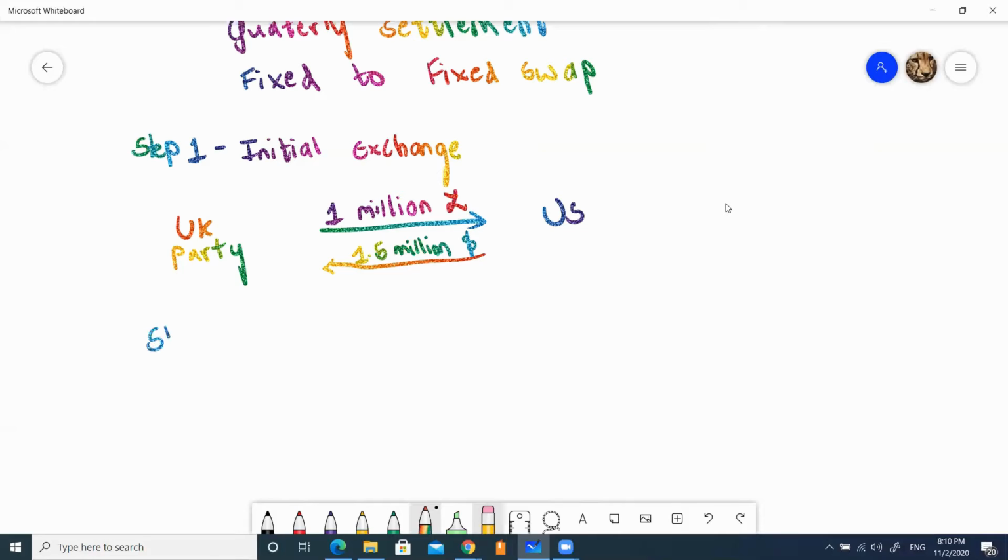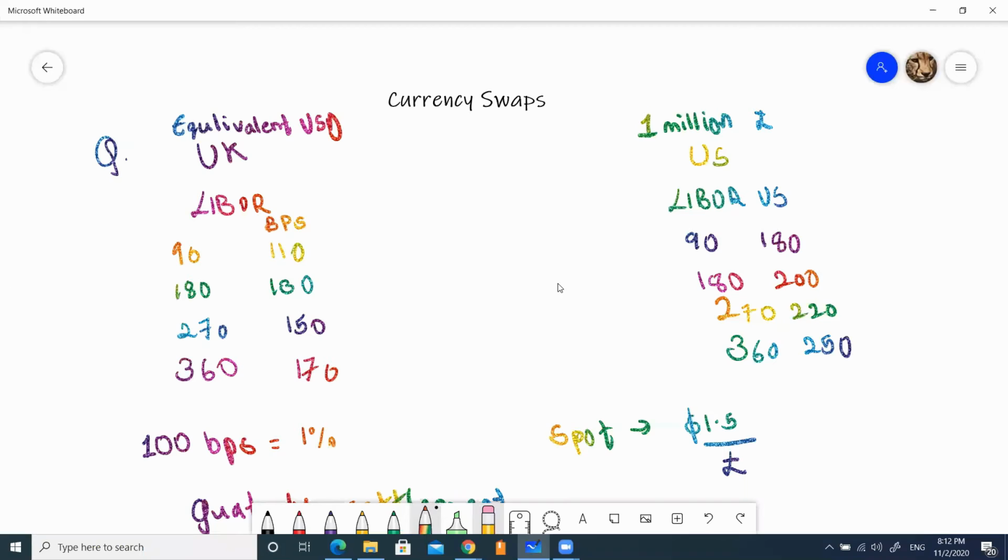In the second step of the swap, during the LIBOR time, you are going to pay some coupon to the US party, and the US party is going to pay some coupon to the UK party. And how do you calculate that coupon? Just like we used to price the swap. So let's go back and first price our swap. Let's start with the UK and calculate the pricing of the swap for the UK first.